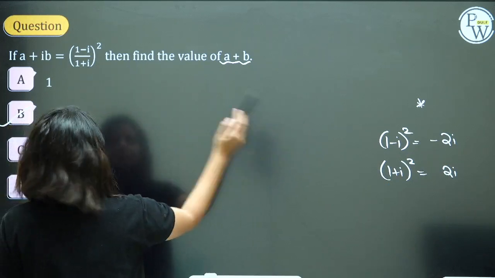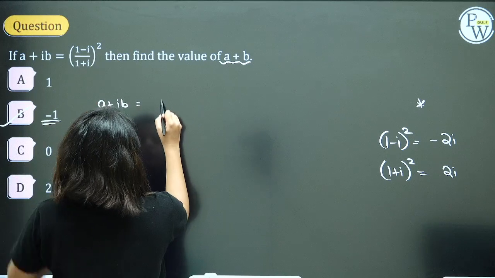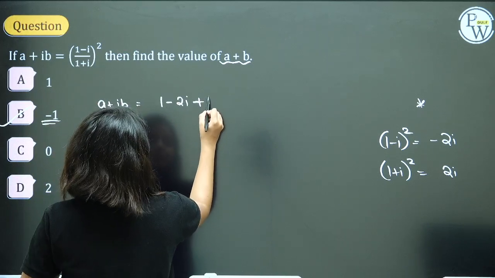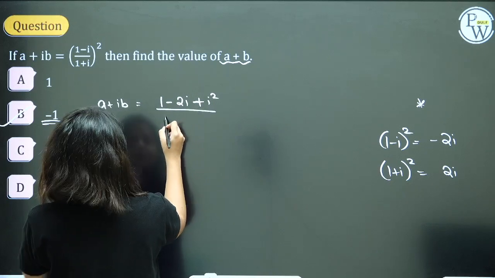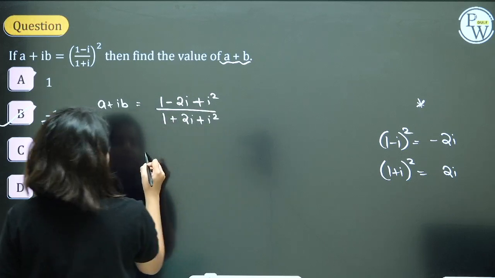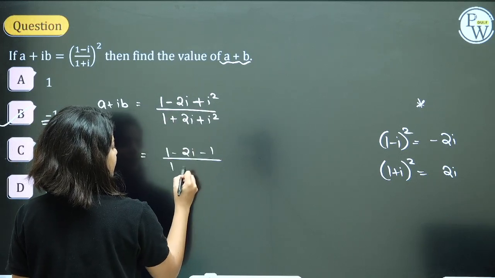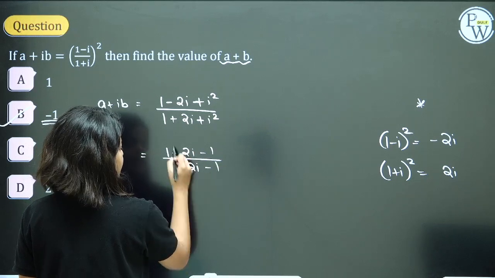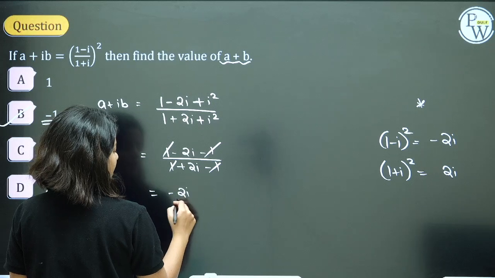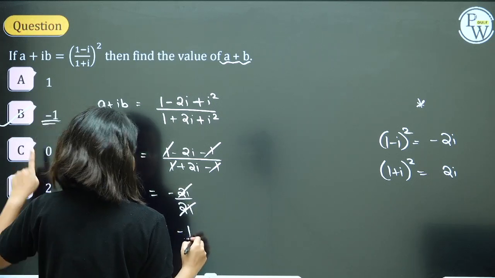Well, how this comes, we can always solve. a minus b the whole square is a square minus 2ab plus b square upon a plus b the whole square, a square plus 2ab plus b square. You all can see 1 minus 2i, i square minus 1 and i square minus 1. 1, 1 cancel. Minus 2i upon plus 2i. 2i cancel. Answer is minus 1.